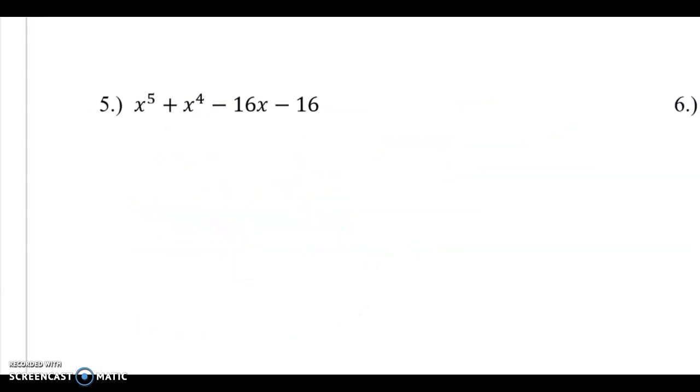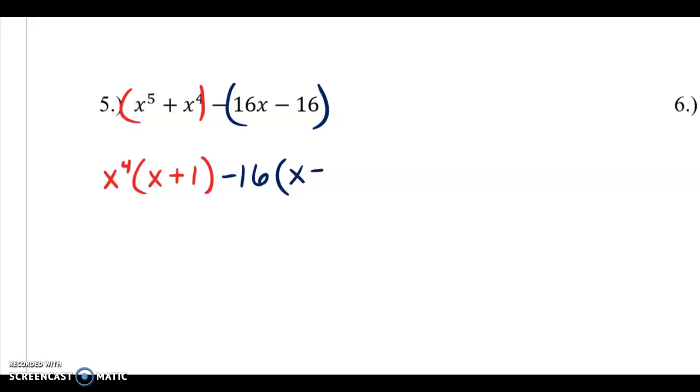All right, looking at the next one, group the first two, group the second two. Looking at the first two terms, my GCF is x to the fourth, which leaves me with x plus 1. My second GCF, noticing the leading coefficient's negative, so I have to pull out a negative 16, leaves me with x plus 1. So we've got x plus 1 in common for both sets of parentheses, which means I did my grouping part correctly. And then I'm left with x to the fourth minus 16.